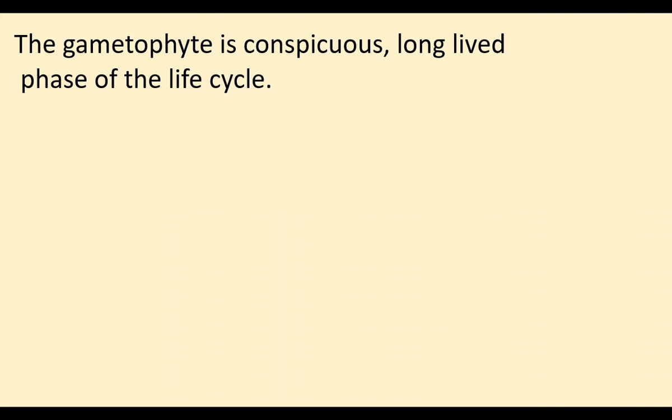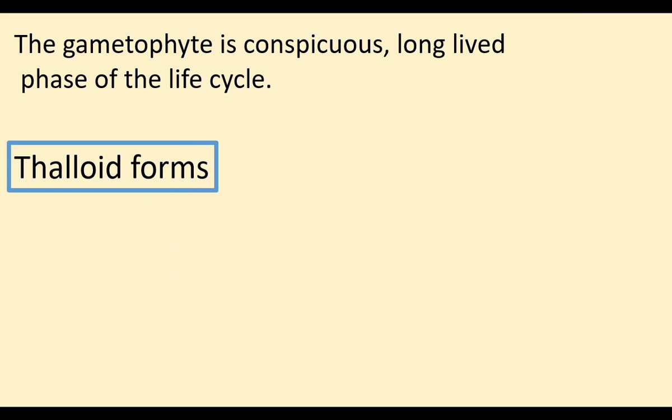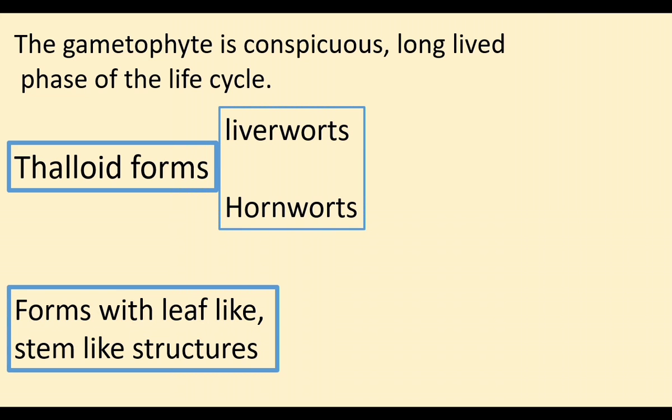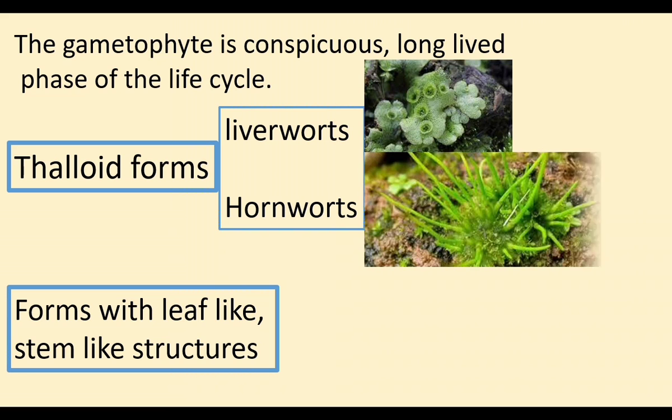The bryophyte gametophyte shows two forms. Thalloid forms, and forms with leaf-like, stem-like structures. The first two classes of bryophytes show thalloid structures. In liverworts and hornworts, the gametophyte is thalloid. Leaf-like, stem-like structures are found in mosses. Mosses are the third group of bryophytes.